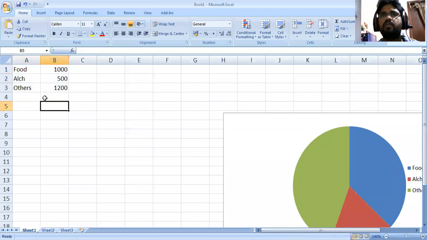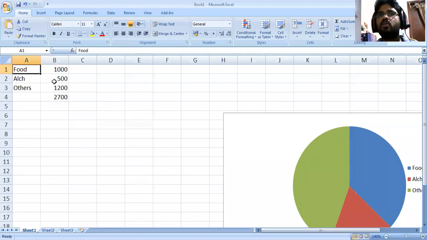For example, your father may give your monthly expenditure as 2,700 per month. For example, I'm saying. Out of 2,700, how much are you spending for food purposes? So you may spend 1,000 rupees for food, for example. So out of your total expenditure, you may spend 500 rupees for alcohol purposes, for example. So the remaining amount you will spend for other activities.